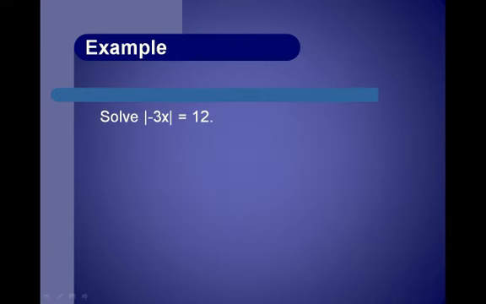Okay, let's do another one. Solve the absolute value of negative 3x is equal to 12. Well, the same thing. We've got an absolute value equation equaling a positive number. So what that means to get rid of the bars is negative 3x is equal to 12, or negative 3x is equal to negative 12. Well, if negative 3x is 12, divide both sides by negative 3, and we get x is negative 4. The second side, divide both sides by negative 3, and we get x is equal to positive 4.